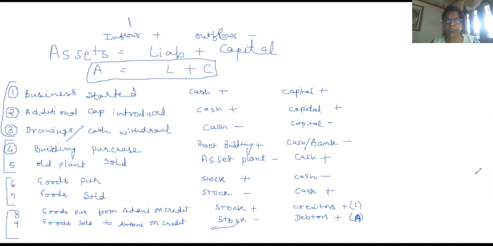So first note down these 9 transactions. See, every transaction has two effects. That's why we call it the double entry system, dual aspect concept. So minimum two sides effects are there. In the accounting equation also, this is the left hand side, this is the right hand side. Both sides will be affected. Note down these transactions and learn these.